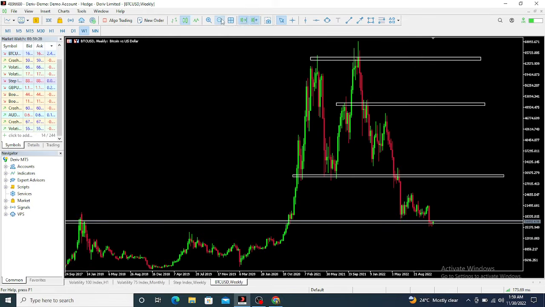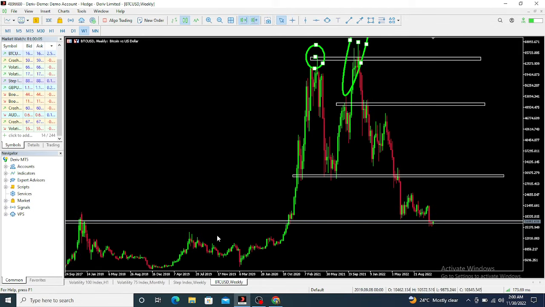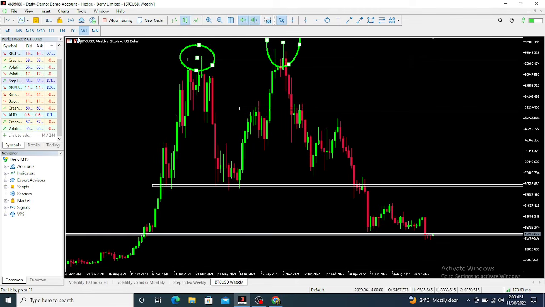So for me on Bitcoin, you see Bitcoin actually formed what we call a double top up here, and formed a head and shoulders inside here. So we are really looking forward for Bitcoin to continue going down. But if it doesn't, it's because where the market currently is is a very strong area.